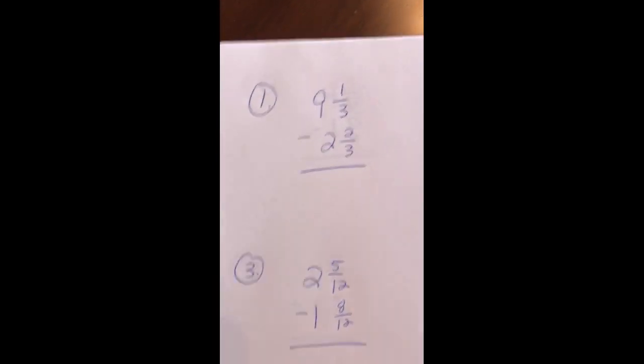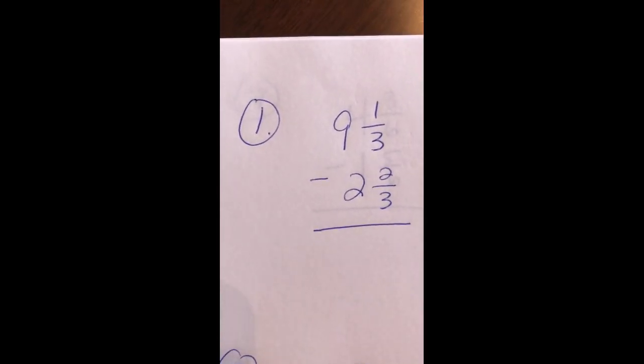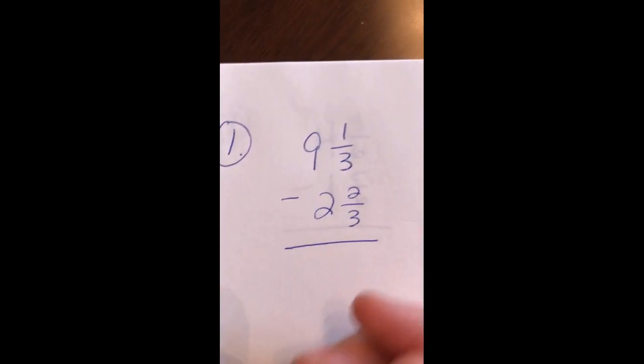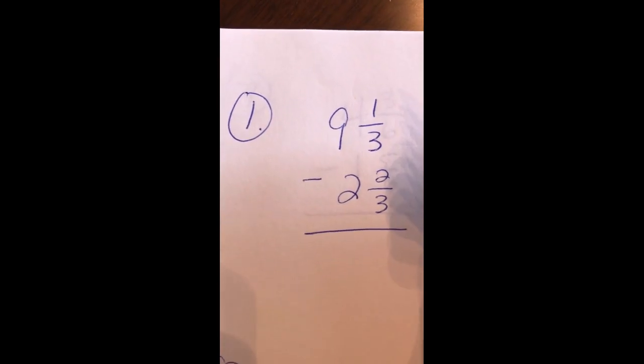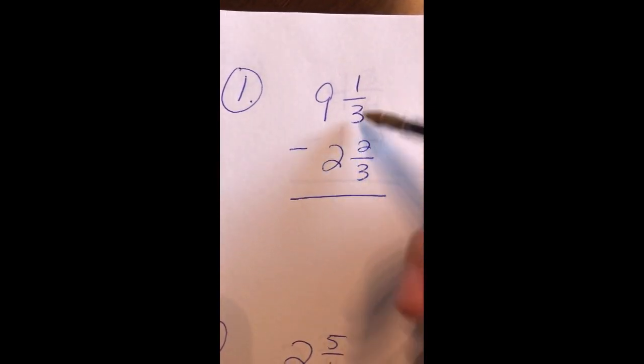I've rewritten the problems for myself on my own paper. You're going to probably want to rewrite them on the back of the previous page or get out a separate sheet of paper as well. Number 1, please write down 9 1/3 minus 2 1/3. Notice I have like denominators.